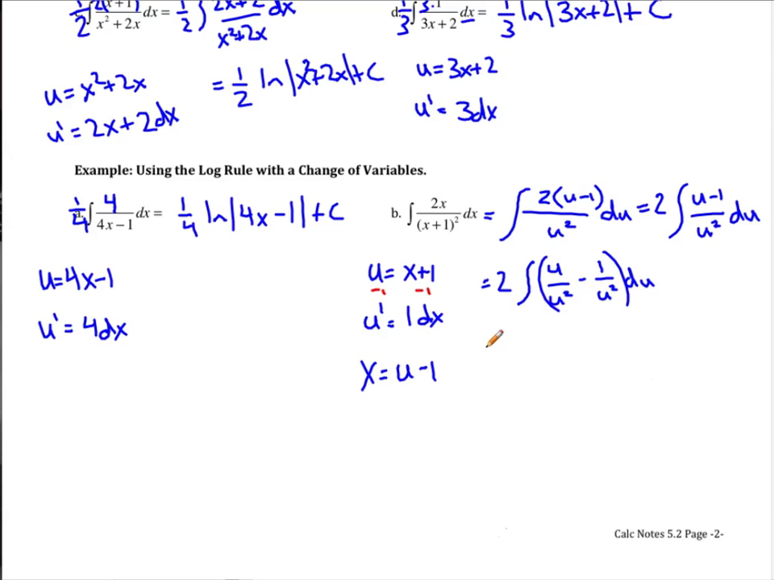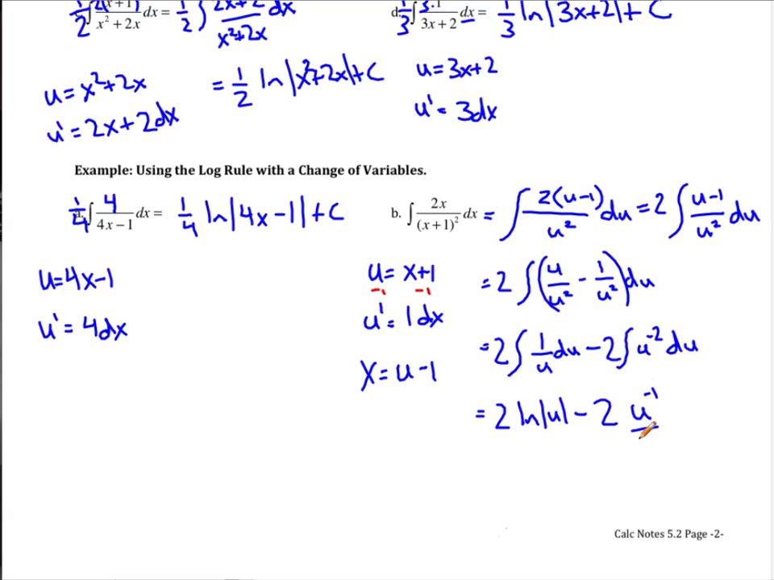And now we can rewrite this as 2 integrals. So we'll just go 2 times the integral of u over u squared, which is 1 over u, du, and then minus 2 times the integral of u to the negative 2 du, so that we can integrate that. So let's integrate our first one. That's going to give me 2 times the natural log of the absolute value of u, minus 2, that's the u to the negative 1 over negative 1, plus c.